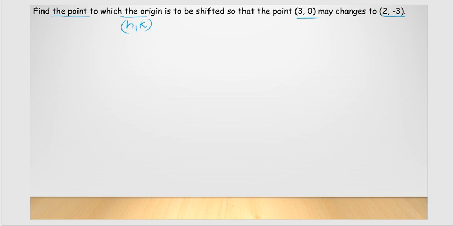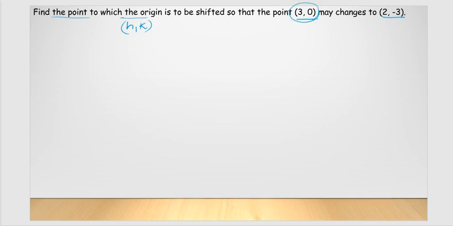Here this point is the original point, so the original point small x comma y changes to capital X comma Y. We need to find h comma k where small x comma small y and capital X comma capital Y are given. Do you remember the formula? What is the formula?